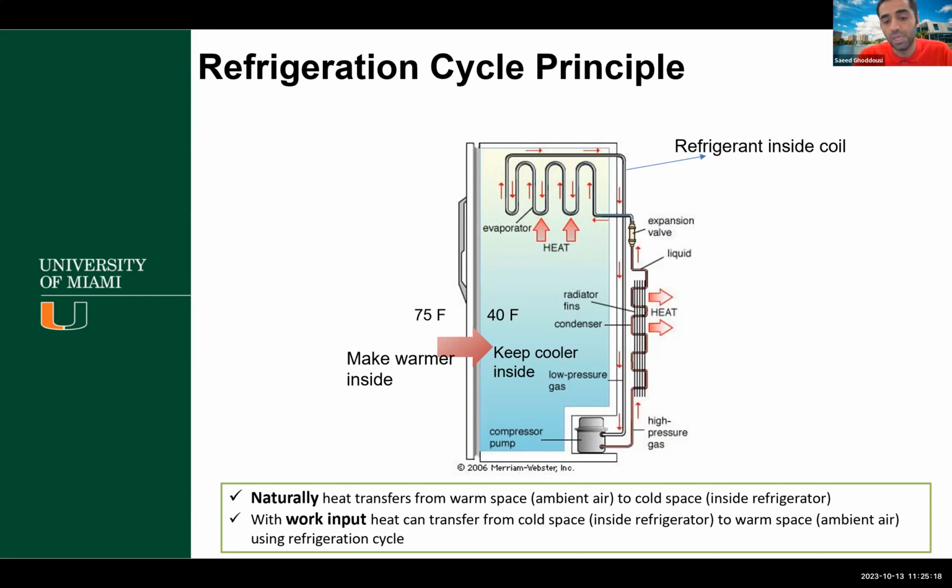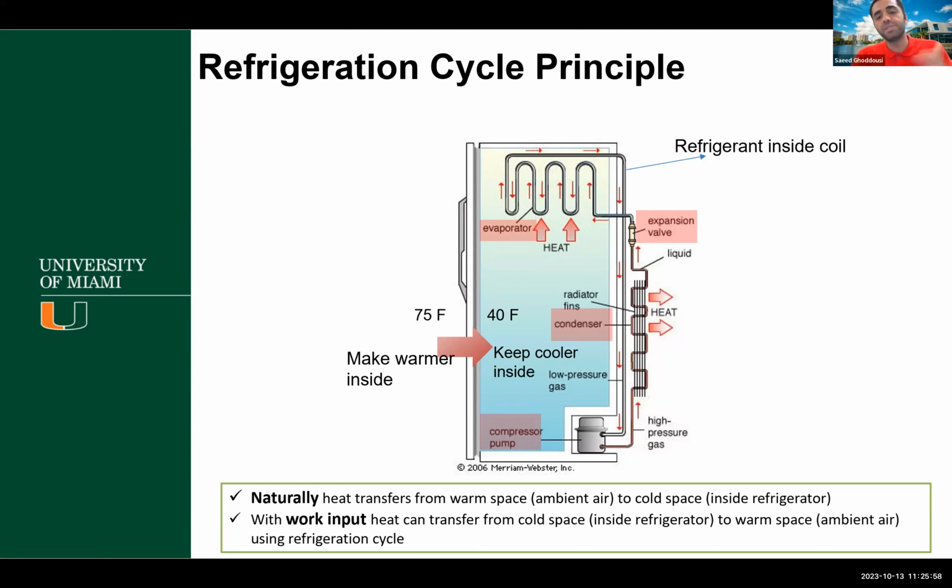That cannot happen naturally, and we can do it by having work input. What is the work input and how is it done? It is based on this cycle that has four critical components: evaporator, condenser, compressor, and expansion valve. And also the refrigerant inside the coil. We have coils in the refrigerator, and the refrigerant moves along these paths. Refrigerants are what we know as a working fluid. It can work in extreme temperature and extreme pressure, high and low pressure, and we name it the working fluid.